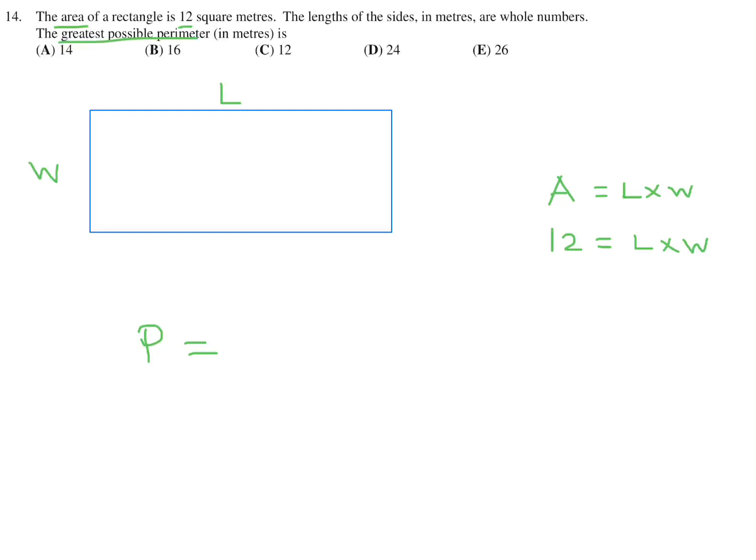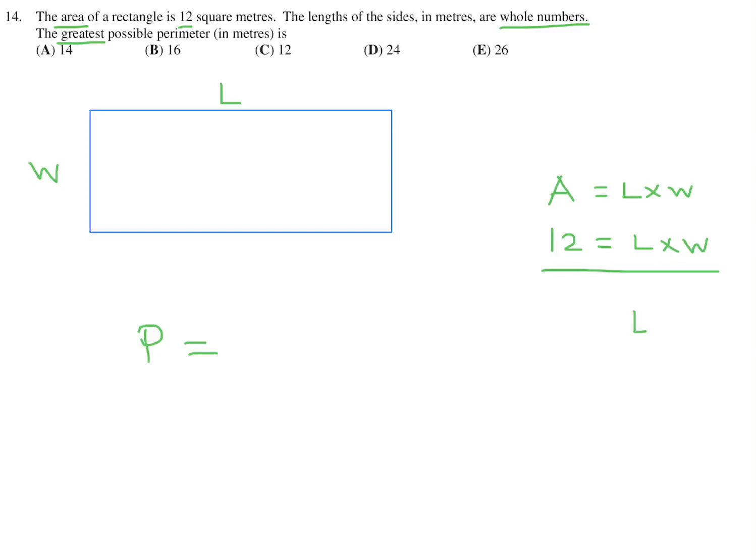Whenever you have questions that ask us to find something that's greatest or least, extreme case scenarios, I go for an extreme case scenario with regard to what information they've given me. And all they've given me is this so far, but they have told me that the lengths are in whole numbers, they're integers. So how can I make L times W equal to 12 in an extreme case scenario with L and W as both whole numbers, as both integers?